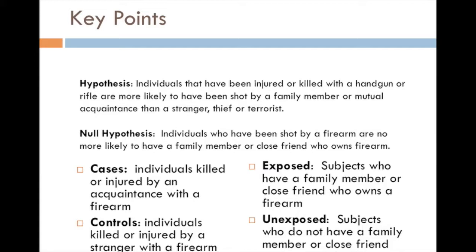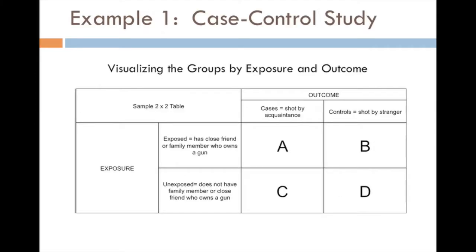To evaluate this case control study, the design includes a group of cases, or individuals killed or injured by an acquaintance with a firearm, and a group of controls, or individuals killed by a stranger with a firearm. Now that our exposure of interest is determined, we can look back and evaluate which of them has experienced the exposure of interest, which is subjects who have a family member or a close friend who own a firearm.